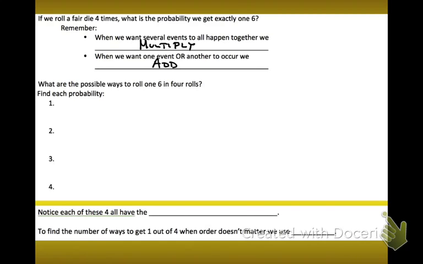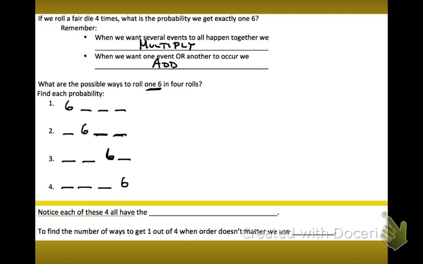So what are all the possible ways to roll a 6 in 4 rolls? Well, you can have your 6 first, and then 3 other numbers that are not 6s. You can have your 6 second, with 2 other numbers afterwards and 1 before it that are not 6s. You can have it third, or you can have it fourth. Either way, there is only one 6 out of each of these 4 rolls.